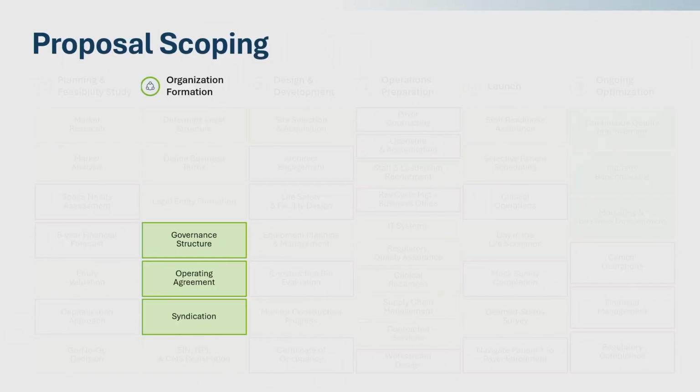Next phase, organization formation. How do you set up your governance structure, your board, your operating agreement, which really dictates who can own the center, how those ownership units are transferred back and forth, what happens in certain circumstances, what if you retire, what if you want to sell your ownership shares, how is your board makeup completed? That's covered under your operating agreement.